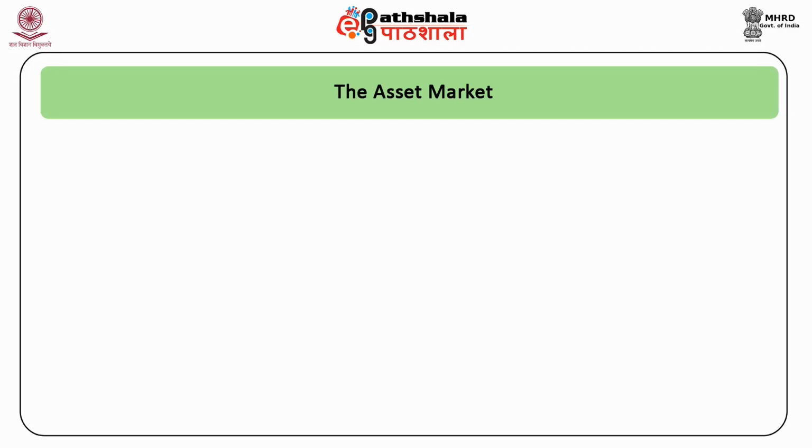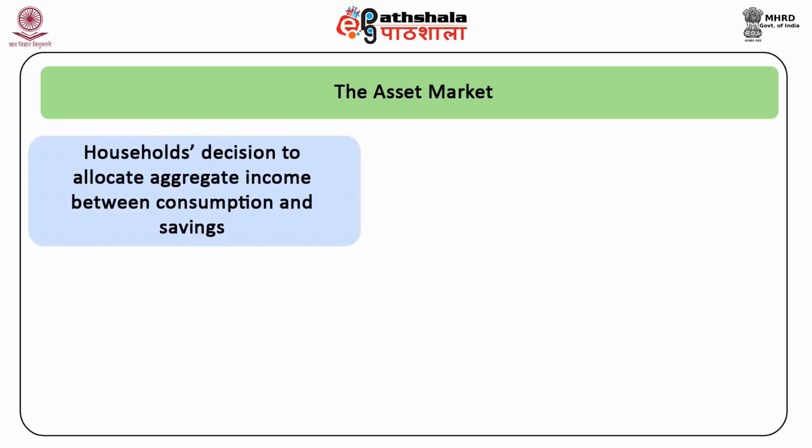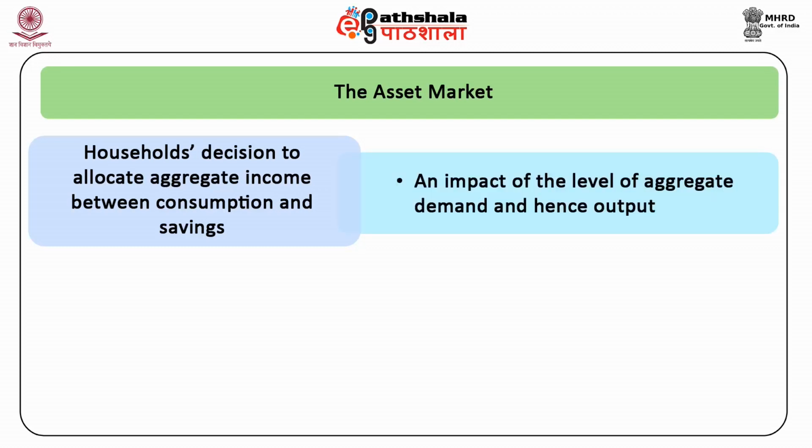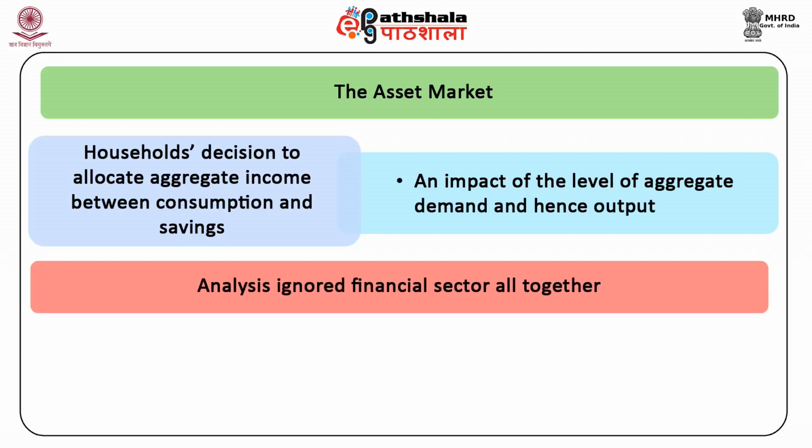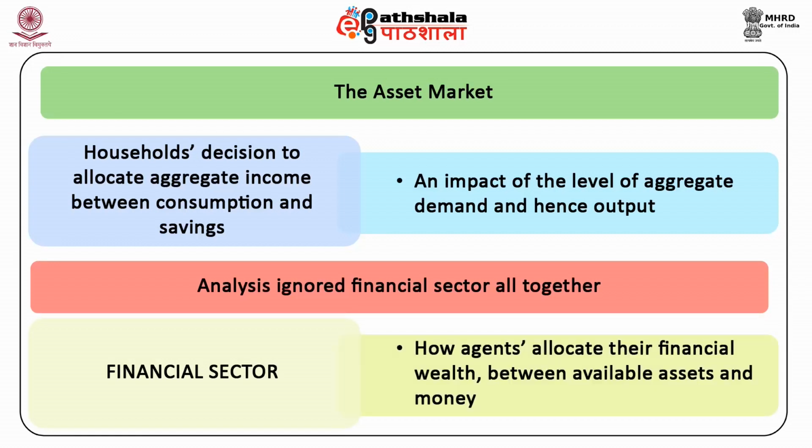In the previous module, we saw how households' decision to allocate aggregate income between consumption and savings had an impact on the level of aggregate demand and hence output. This analysis ignored the financial sector altogether. Now we explicitly bring in the financial sector by looking at how agents allocate their financial wealth between available assets and money.